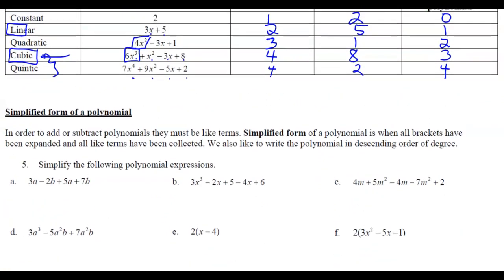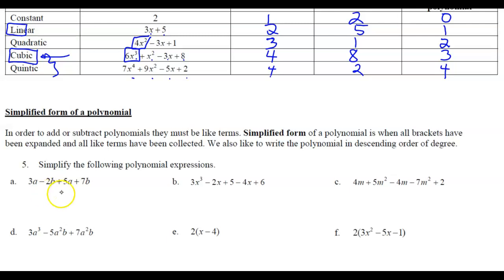Now we're going to simplify polynomials. Again, review of Math 9 and Math 8, the first parts. In order to add or subtract polynomials, they must have like terms. Simplified form of a polynomial is when all the brackets have been expanded and all like terms have been collected. And we also like to write it in descending order of degree.